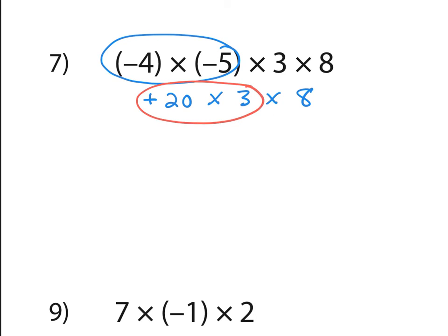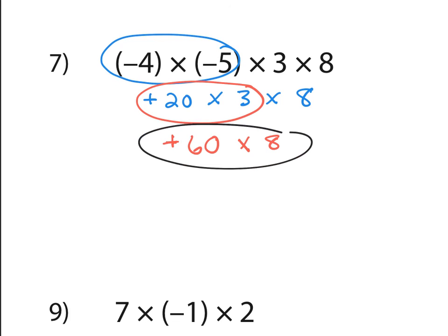Will this answer be positive or negative? We are multiplying two positive numbers, therefore the product or the answer is positive. So it is positive 60, and we're going to drop down the final factor of 8. And finally, I'd like you to find the final answer. The final answer is positive 480.